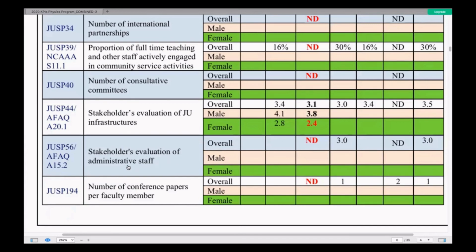Stakeholder evaluation about the administrative staff, we also don't have a survey. We don't have a survey about this. Maybe they have a survey, but we didn't find the data. And the number of conference papers per faculty member, also no data. I think some faculty members presented their papers, but we didn't get this data.